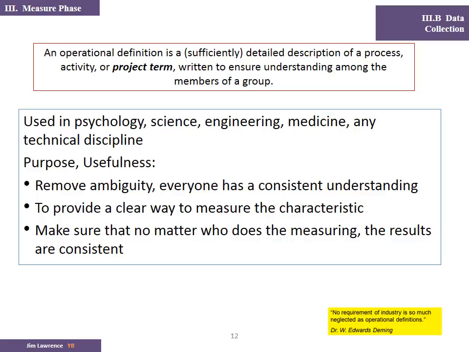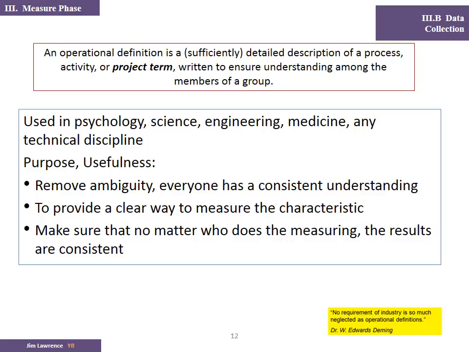Here we'll go over operational definitions a little more, and it's an important term. Edwards Deming was very big on operational definitions. He thought most of the problems in the world could be solved with sufficient operational definitions. And it's used in psychology, science, engineering, medicine, most any technical discipline. An operational definition is a sufficiently detailed description of a process, activity, or project term written to ensure understanding among the members of a group.